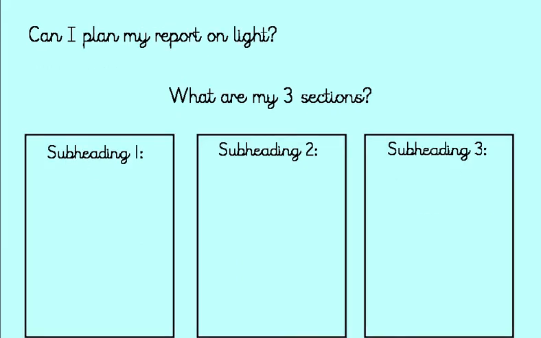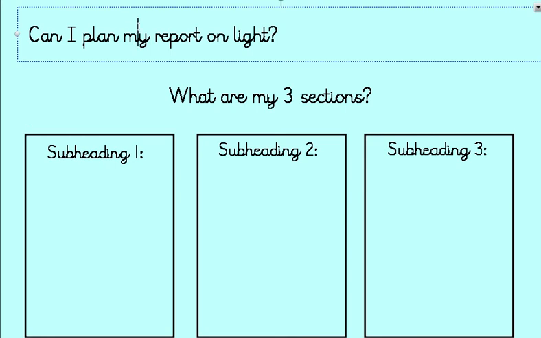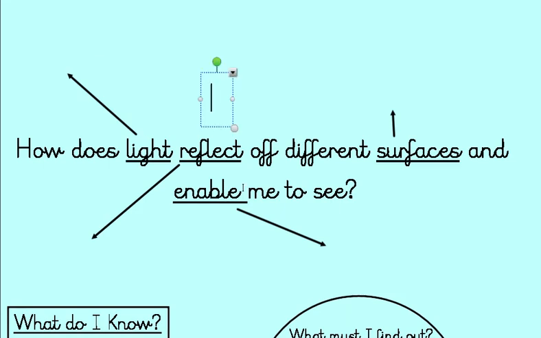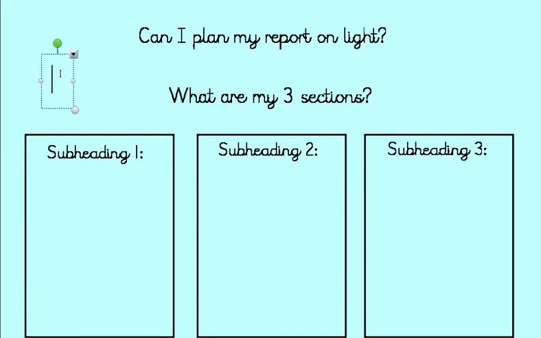And today what we're going to do is a big day for us. We're going to be planning our report on light. If we go back right to the beginning, let's have a look at our learning journey question. How does light reflect off different surfaces and enable me to see? So we're going to have to be thinking about how light reflects off different surfaces and enables us to see.